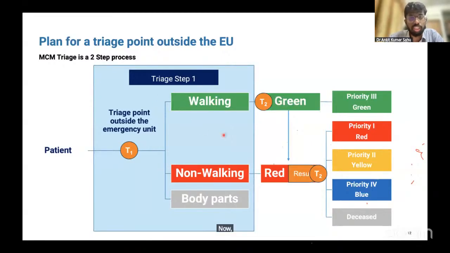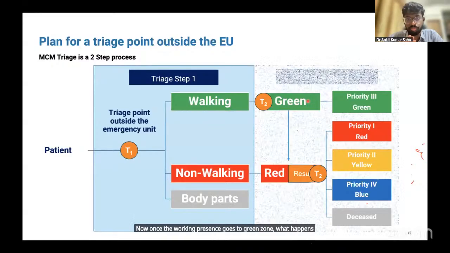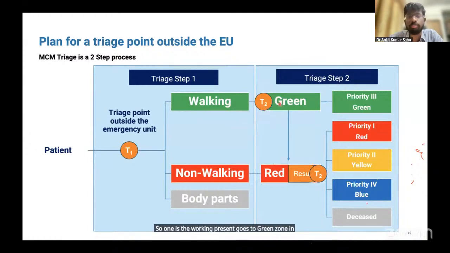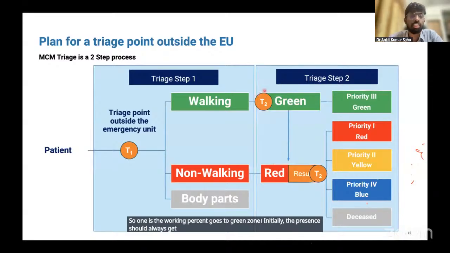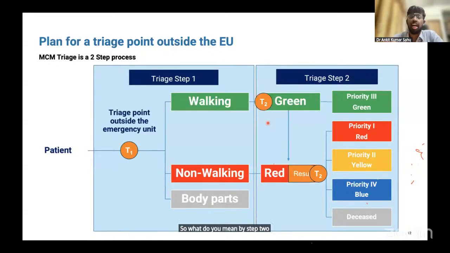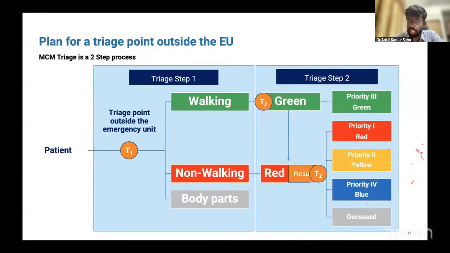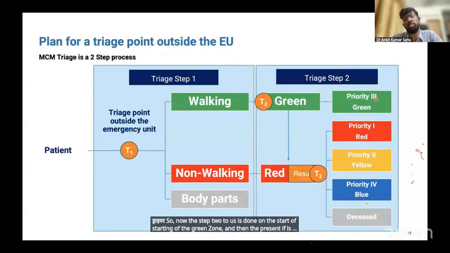Now, once the walking patients go to the green zone, what happens? There is something called a step 2 triage. Initially the patient should always get a triage, which is called step 2 triage. As per the National Triage Protocol, once the patient comes walking, you have a nursing officer or resident doctor, who is normally doing the triage, do the conventional triage again and decide whether the patient is red or green. So the step 2 triage is done at the start of the green zone. If the patient is green, the patient will be sent to the green zone. If the patient is red, the patient will be sent to the red zone.